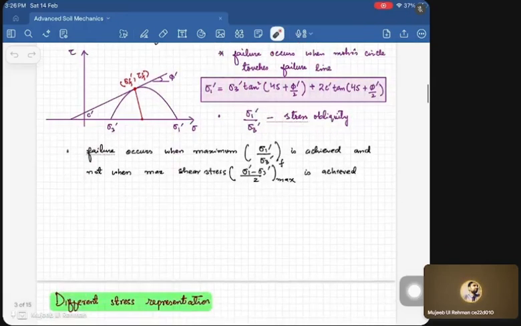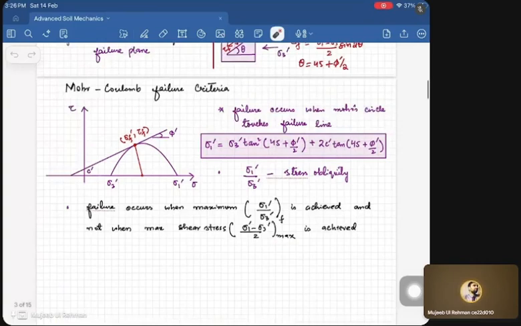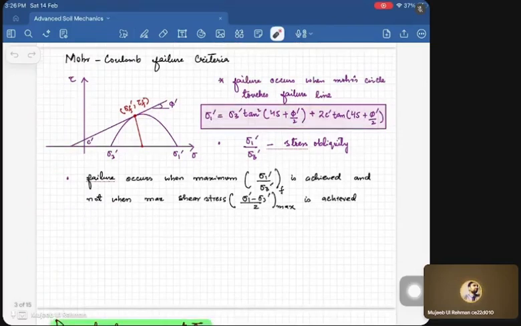And as per the Mohr-Coulomb criteria, failure occurs at maximum obliquity. That means the maximum sigma 1 dash divided by sigma 3 dash is achieved at failure, and not when the maximum principal stress is achieved. You can see that the maximum shear stress is around here, and this is well below the failure line. So the failure in the sample will occur only when we have a critical combination of stresses, which is given by sigma 1 dash divided by sigma 3 dash at failure, and this is a maximum value at failure.